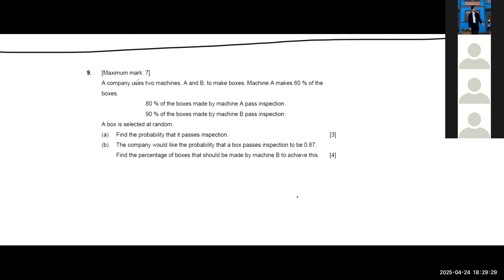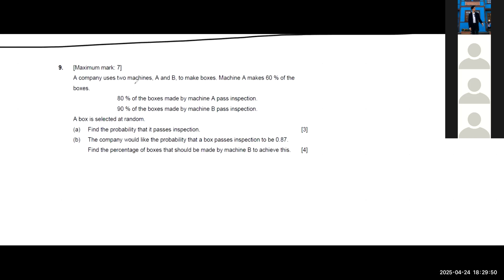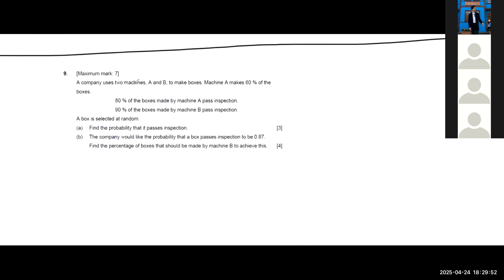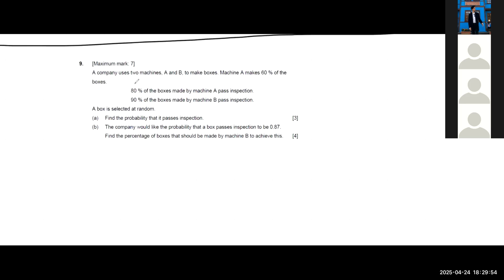I wanted to do this one because I wanted to show you guys how to set up a tree diagram yourself. You got two machines, A and B. A makes 60% of the boxes, which automatically means that B makes 40%. Now, 80% of the boxes made by A pass inspection, 90% of the boxes made by B pass inspection. So even though B is lazy, it's more accurate. Let's set up a tree diagram.